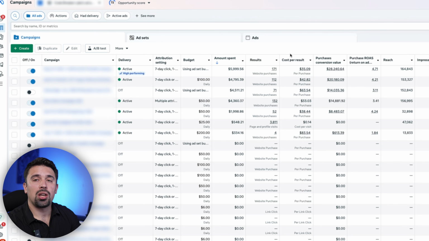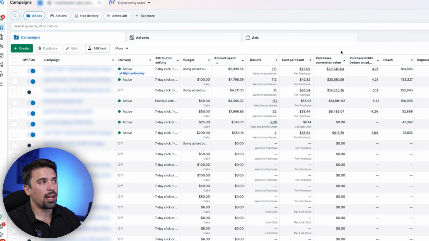Next is going to be my cost per result. So how much is it costing me to get somebody to take the action that I'm optimizing for? So in this case, it's cost per purchase, basically. How much is it costing me to get somebody to make a purchase on my website? So in this case, you can see I have $35 cost per purchase, $42, $63, and so on, right? So next is going to be purchase conversion value. So that is how much revenue is being generated from the sales on my ads, right? So here you can see the purchase conversion value on all my ads.